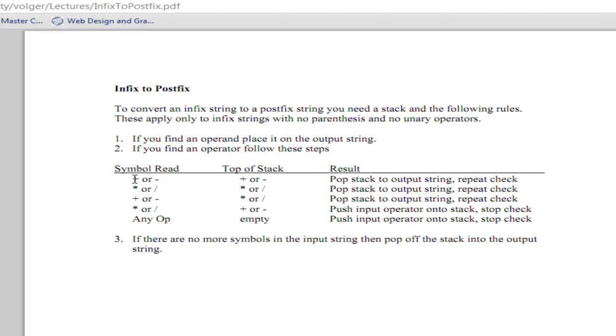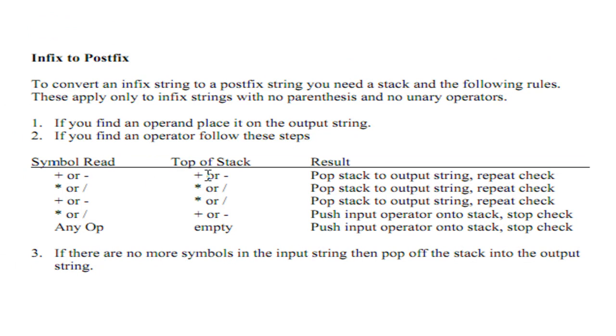So what we're going to be doing is creating if statements for each one of these. So if a plus or a minus is read in the input, so that would be the current string, we're going by each char. So if one of the chars is a plus or a minus, then we're going to be looking at the top of the stack. If the top of the stack is a plus or a minus, then we're going to pop the stack to the output string. So we're going to do s.pop, and then that'll print it out to the output string, and then you don't have to worry about this repeat check.